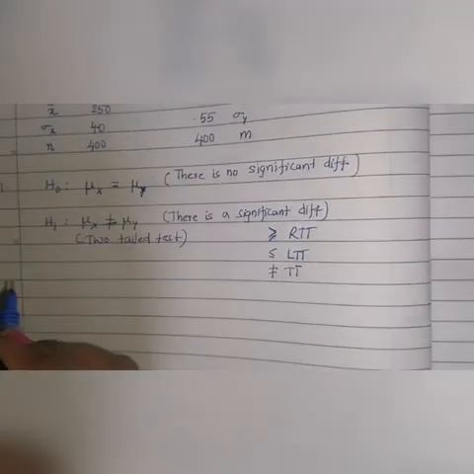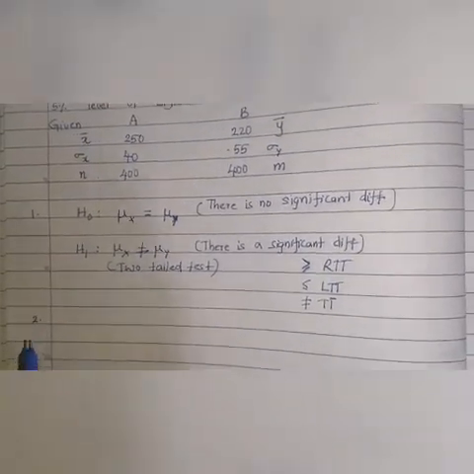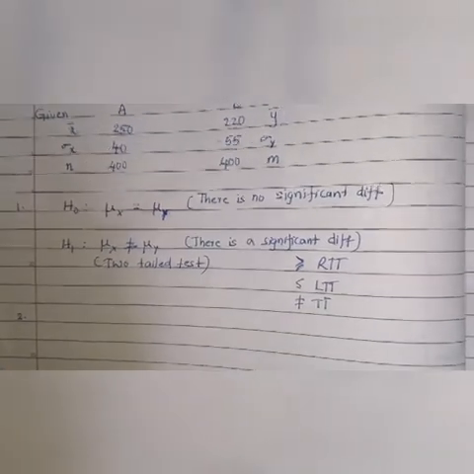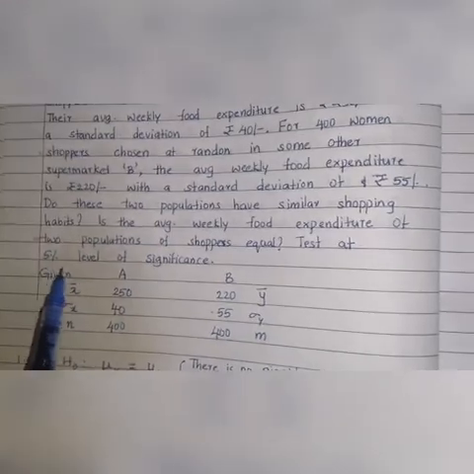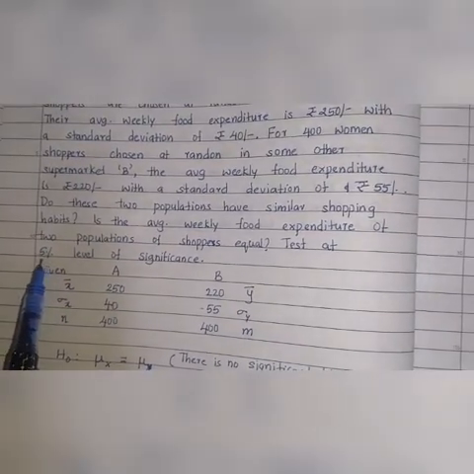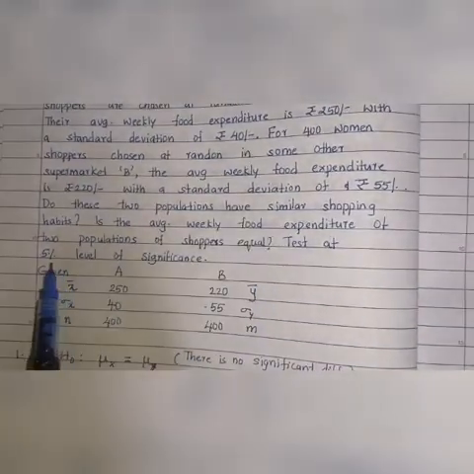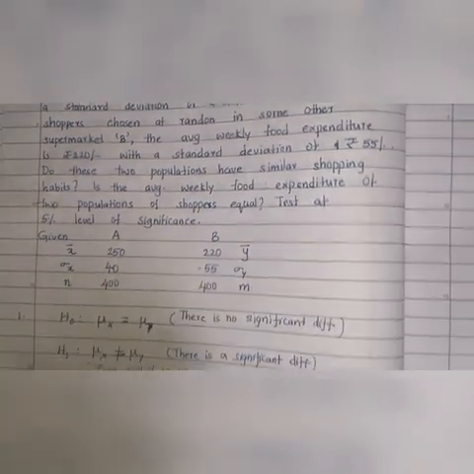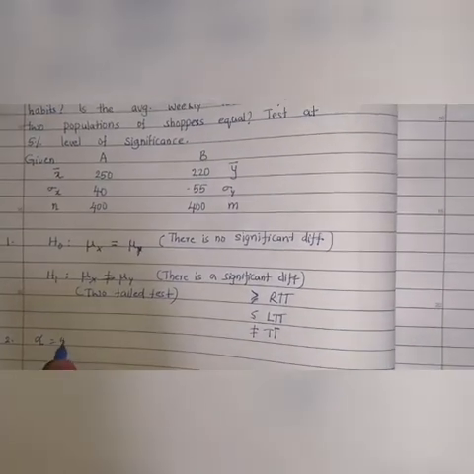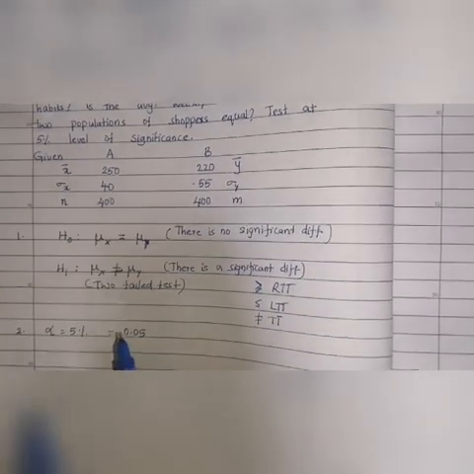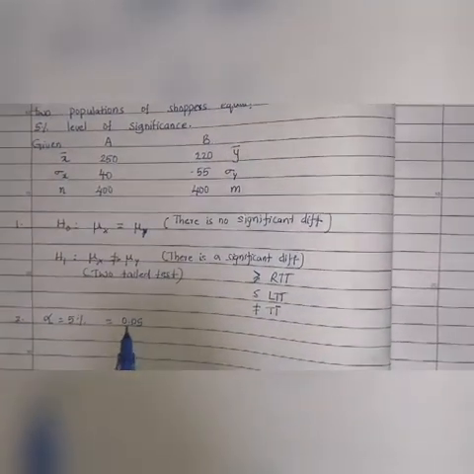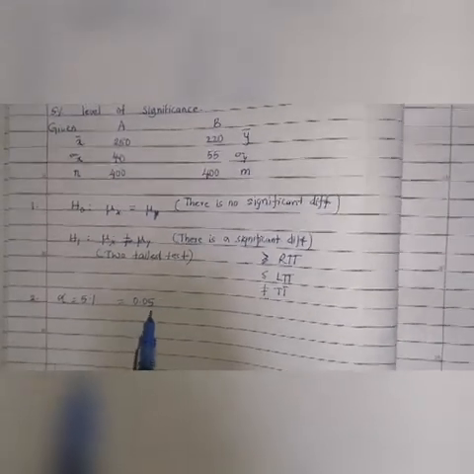Now the next step is to identify the level of significance alpha. The level of significance here they have already given us. We don't have to assume. They have asked us to test the hypothesis at 5% level of significance. So alpha is equal to 5%, which is equal to 0.05. So the area of the rejection region is 0.05.